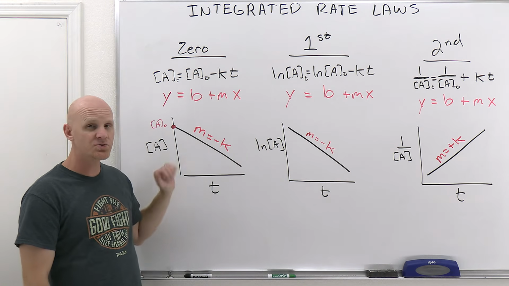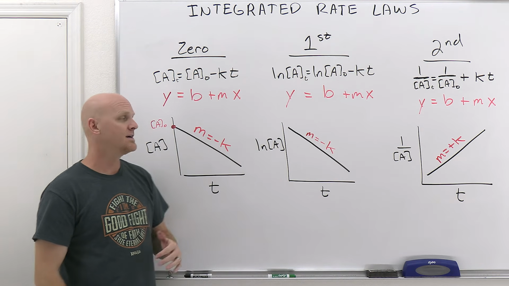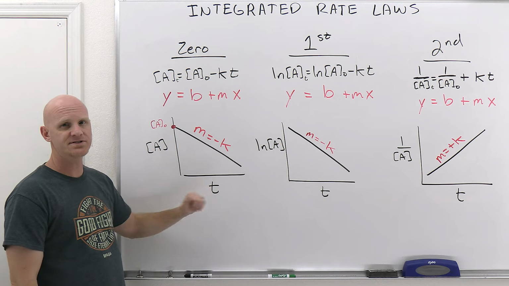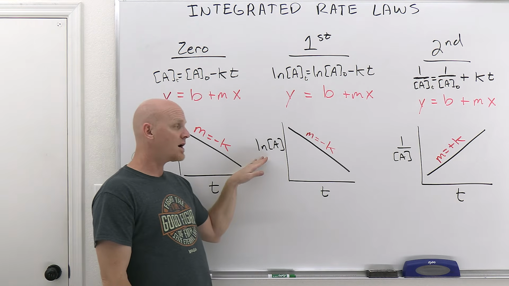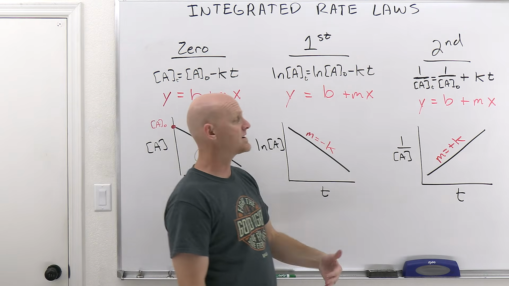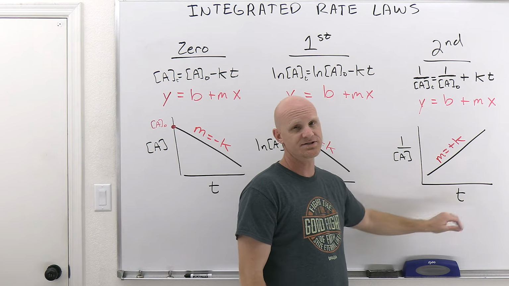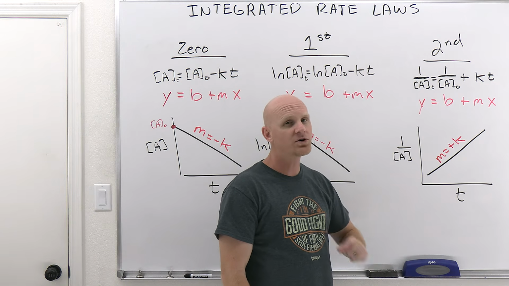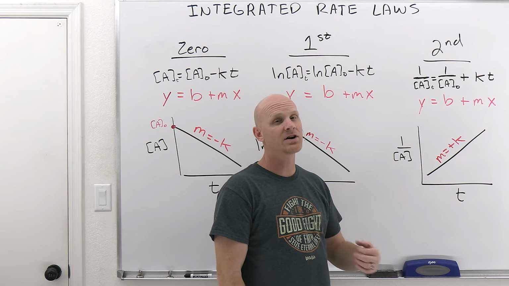And so you should recognize some differences here. So one, you want to get a straight line. That's what we want for the laboratory. For zero order, it's got to be concentration versus time. For first order, it's got to be natural log of concentration versus time. And for second order, it would have to be 1 over concentration versus time. And again, only one graph of these 3 possibilities ever comes out linear.